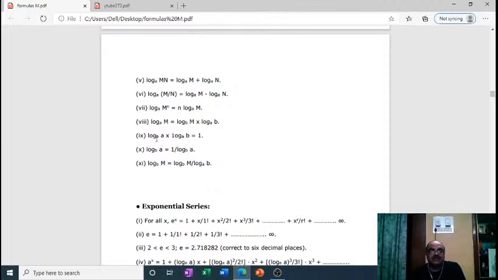Log a to base b into log b to base a equal to 1. Exchange, interchange of base and the root values, it is always equal to 1. Log a to base b is written as 1 by log b to base a. When the root and the base are interchanged, they get reciprocated. The 9th and 10th are one and the same, spoken in a different manner. Log m to base b is equal to log m to base a by log b to base a.